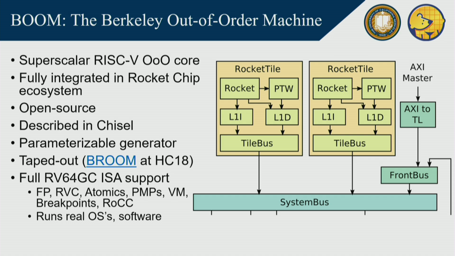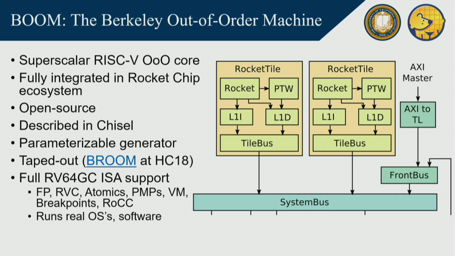Thanks, Howie. Yeah, the other core option. While Rocket, the default Rocket Chip core, is a single-issue in-order core, Boom is meant to be a high-performance superscalar out-of-order core in this ecosystem. So like Rocket, we're also fully integrated in the Rocket Chip ecosystem. We're also open source. We're also a parameterized Chisel generator.